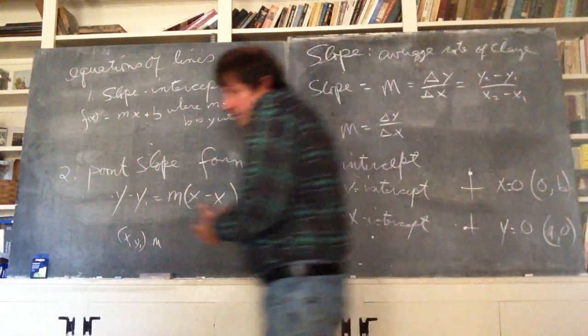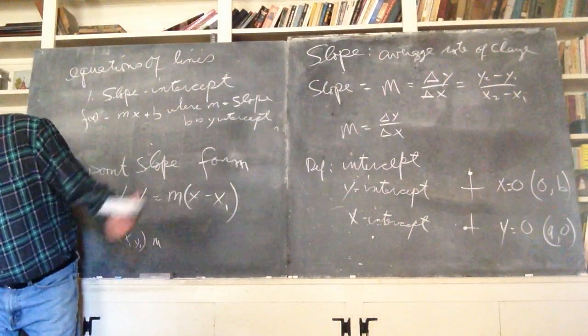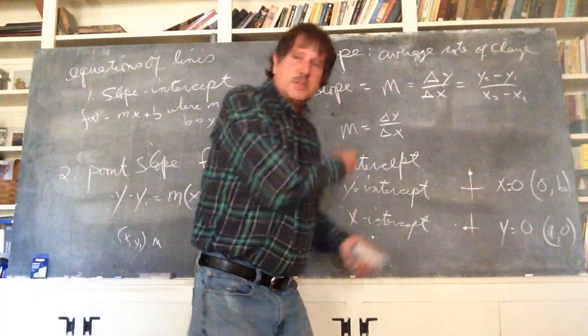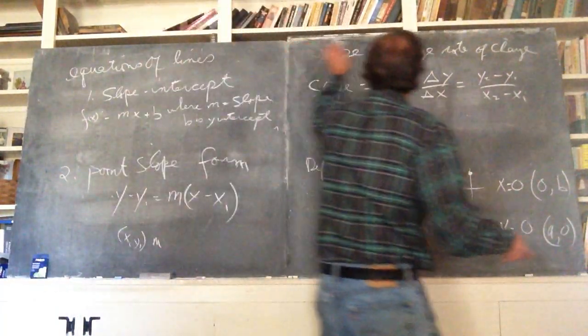That's what the rest of this section is all about: calculating slope, putting it in point-slope form, writing the equation. So most of this is going to be examples from here on out.